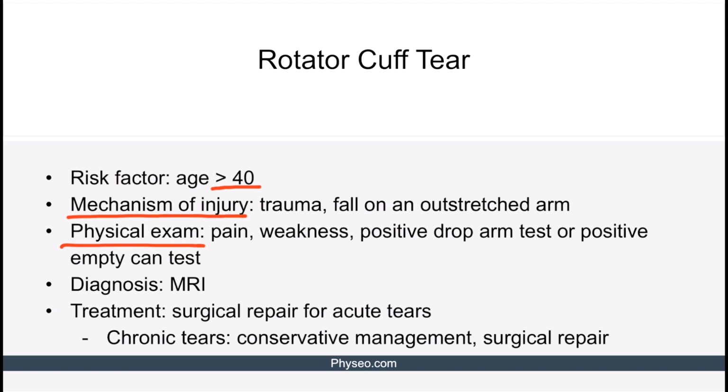The diagnosis is confirmed with an MRI of the shoulder joint, and the treatment for acute tears is surgical repair of the torn tissue. For chronic tears, on the other hand, conservative management is attempted first, followed by surgery in refractory cases.